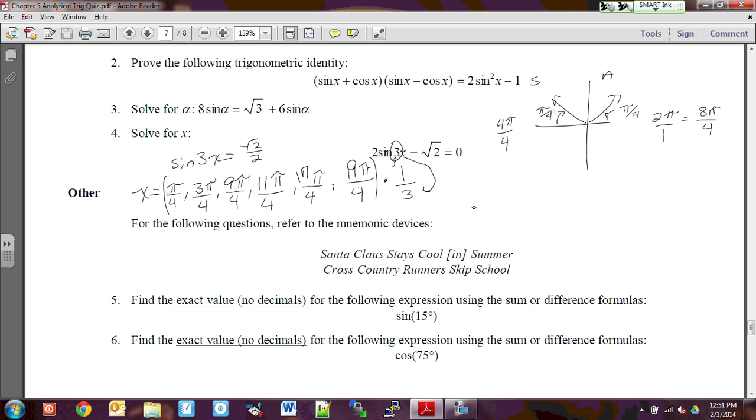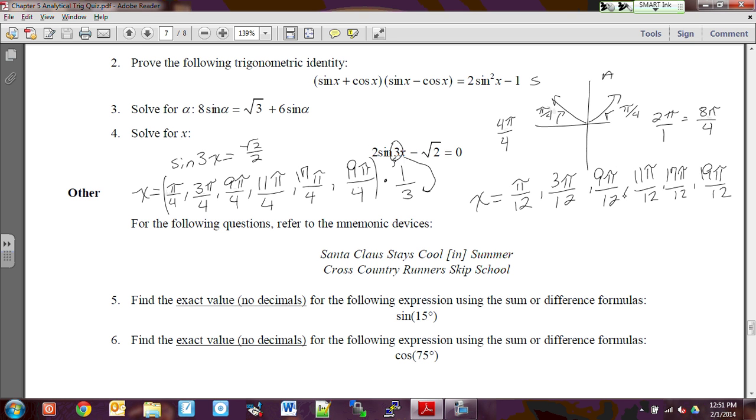So now, our final answers for x, because these aren't our final answers, are all of these angles multiplied by 1/3. The only thing that's going to change is all of these 4's in the denominator are going to become 12, because 4 times 3 is 12. So our final answers are pi over 12, 3 pi over 12, 9 pi over 12, 11 pi over 12, 17 pi over 12, and the last one is 19 pi over 12. So those are our 6 angles that will satisfy this equation.